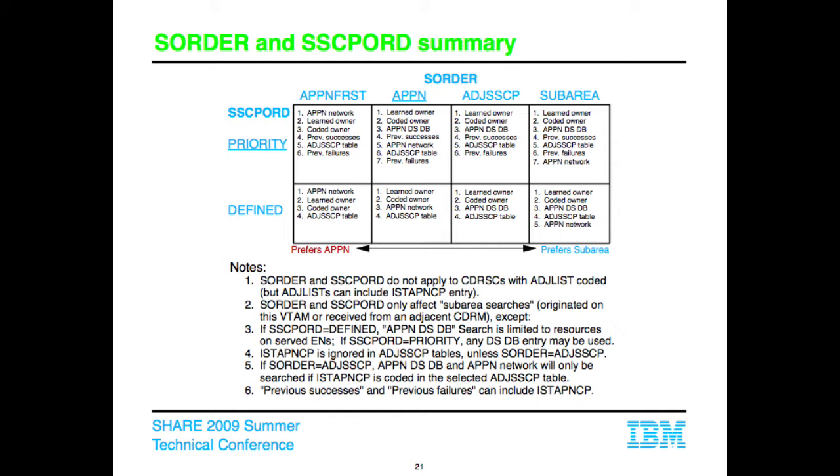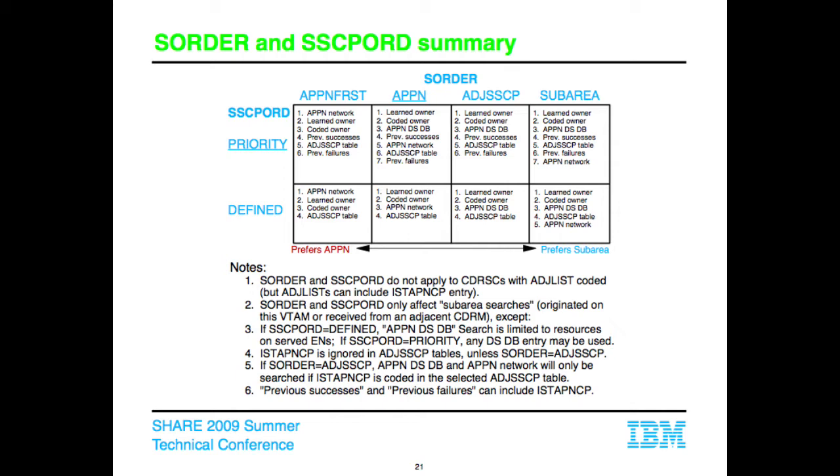You also see that the learned and coded owners, as well as a directory database query, can all be done before the APPN network search. In other words, with S-order equals APPN, the full search of the APPN network was still step 5, not step 1. The reason we invented S-order equals APPN first was because there were customers out there who wanted to use APPN whenever possible to force the use of HPR. And we weren't doing that very well with S-order equals APPN. So we gave them S-order equals APPN first, and now you'll notice the APPN entry always is at the very, very top of the table for that value.